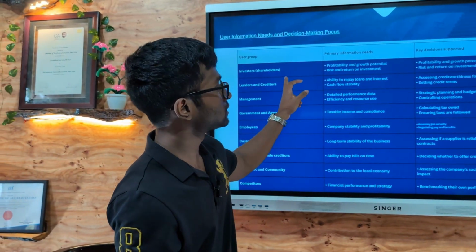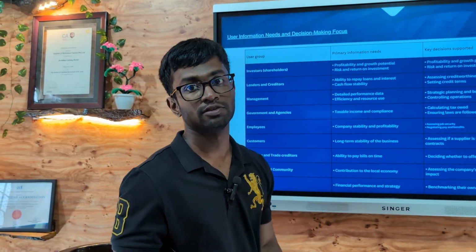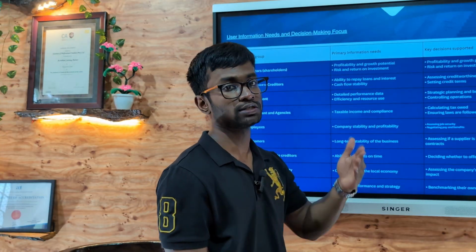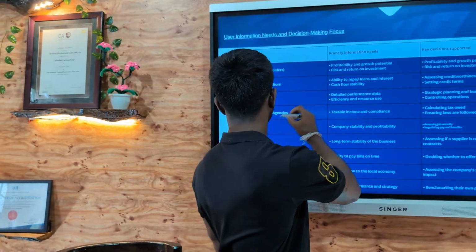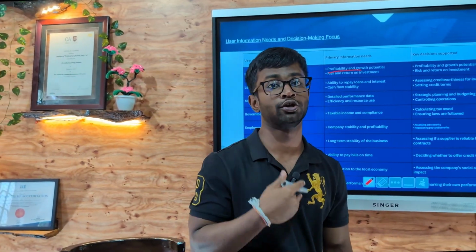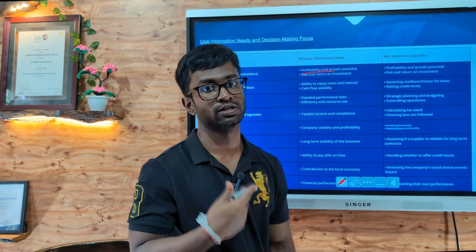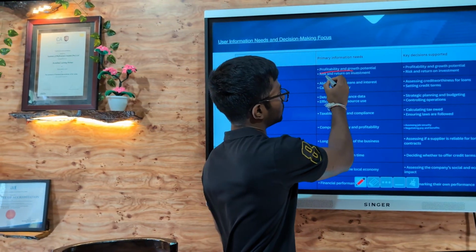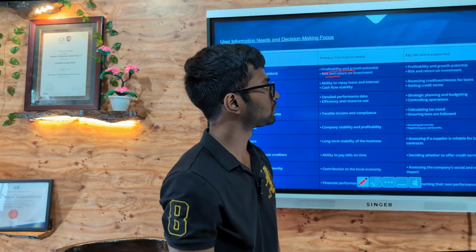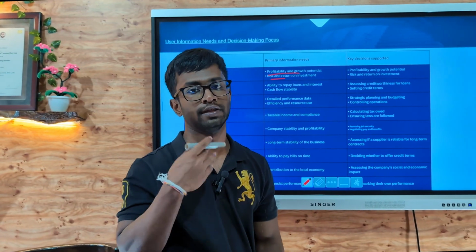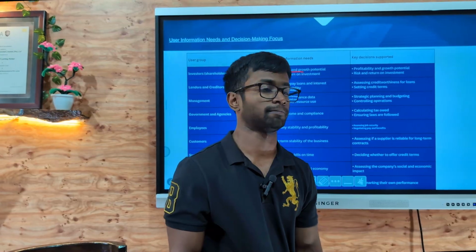So investors, or you call them the shareholders, what they look into is the profitability and the growth potential. Profitability of the business, how your business is going to grow in the future, whether there's growth, then only they'll come and invest. And they look into the risk and return as well. So the key decision supported also, they look into the profitability and growth, and whatever risk they're taking, the return that they get out of that also.